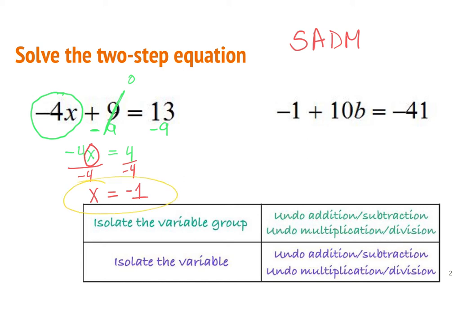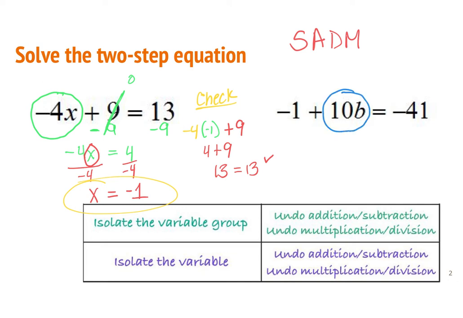If I wanted to check my work, I would replace the letter x with the number I got and see if it equals 13. In this case, I need to do order of operations, so GEMDAS, multiply first. 4 plus 9 equals 13. This is a true statement. It checks out.